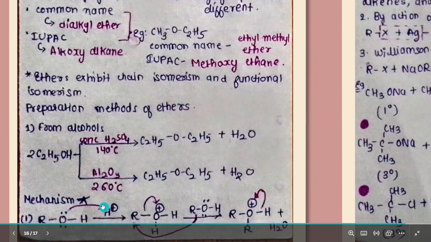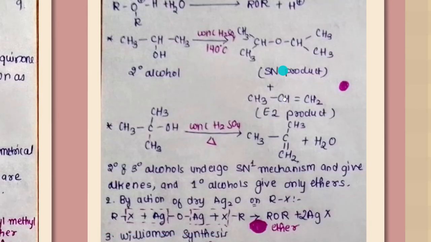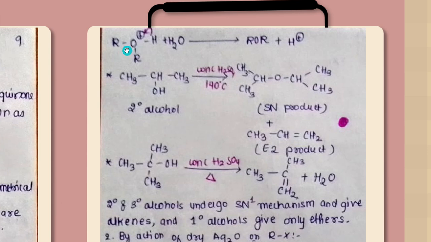Now what is the mechanism for it? We have ROH, that is alcohol. On acidification, we will get ROH2 plus, where O is positive. Then reacting this with another ROH, that is alcohol, we will get ROR with H, plus H2O. And removing that hydrogen in the presence of water, we will get ROR, that is ether, plus H plus.